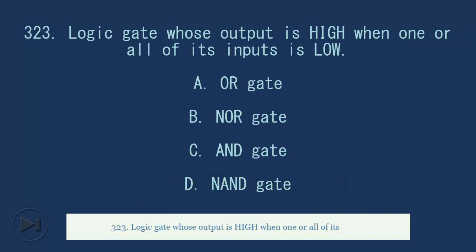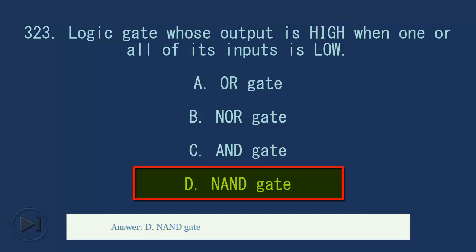323. Logic gate whose output is high when one or all of its inputs is low. A. OR gate. B. NOR gate. C. AND gate. D. NAND gate. Answer, D. NAND gate.